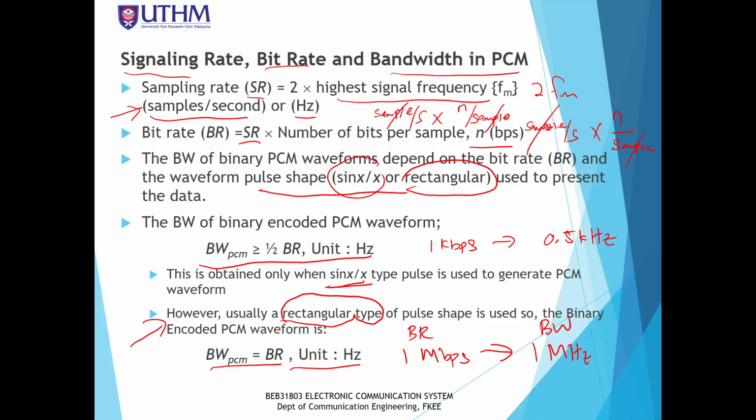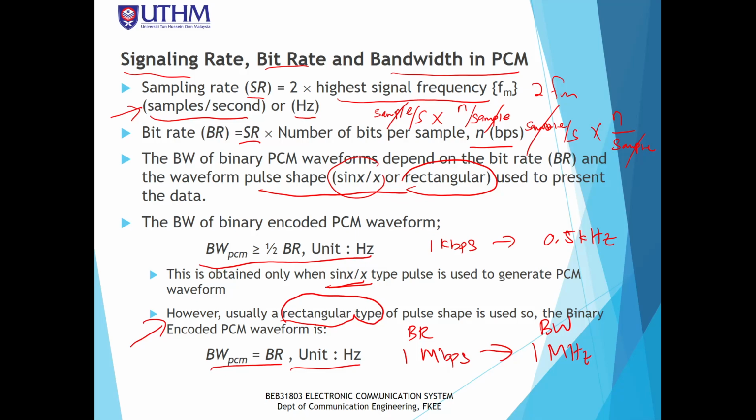We have another value for the bandwidth if we use a rectangular pulse train during the sampling process. In that case, we produce a bandwidth equal to the bit rate. This is normally what we mean when we talk about the bandwidth of PCM: it is equal to the bit rate, and the unit is hertz.